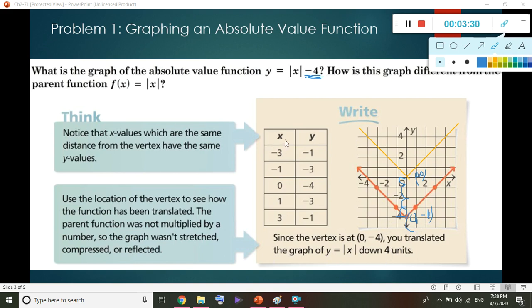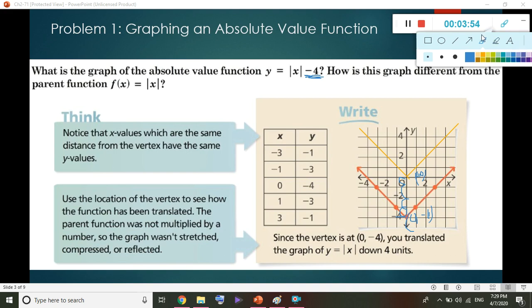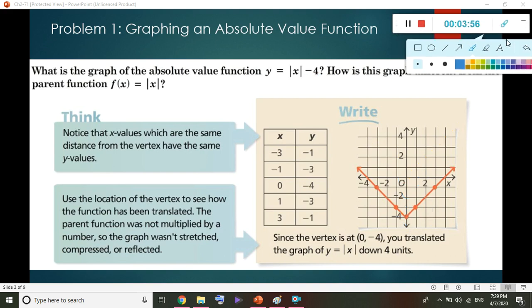You can write different values from -3 up to 3 and draw the original one. Then subtract 4 to find the answers, or translate each point 4 units downward. Since the vertex is at 0, negative 4, you translated the graph of this function down 4 units. So this is how it's different from the original function.